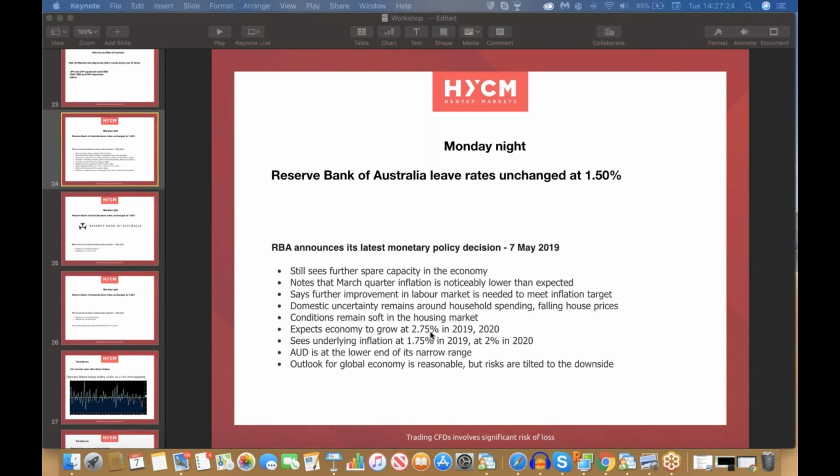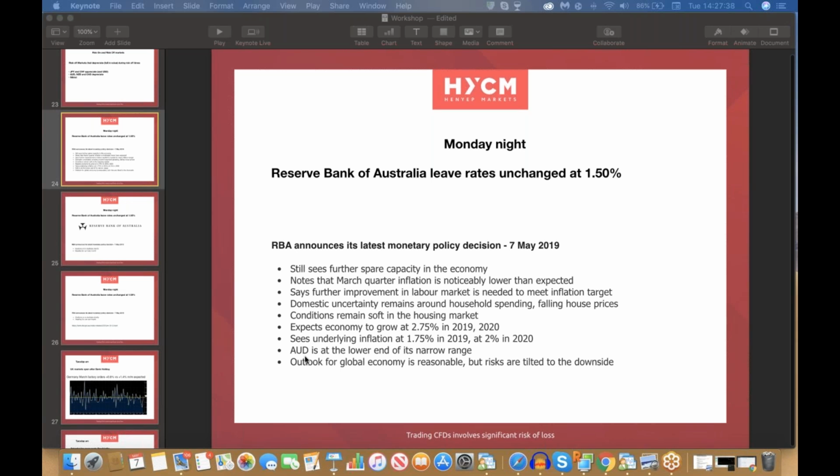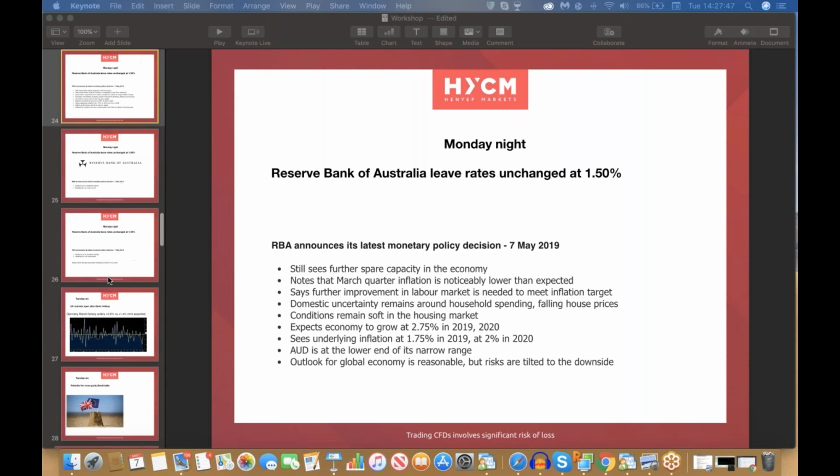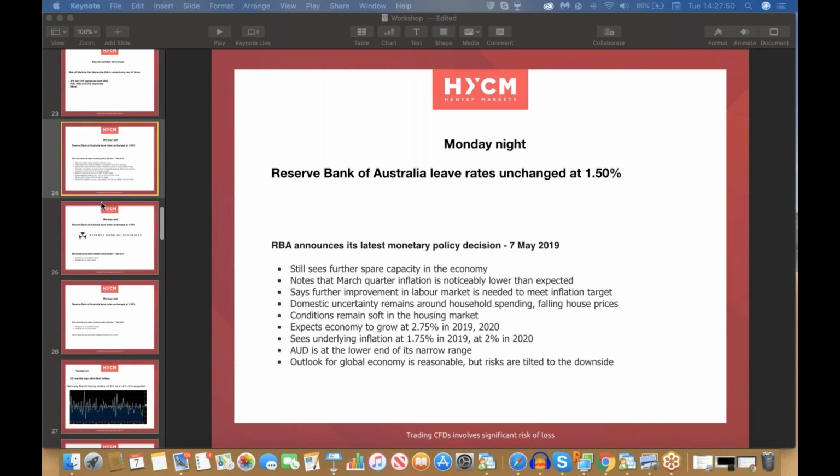They expect the economy to grow 2.75% in 2019 and 2020, and they see underlying inflation at 1.75% in 2019 and 2% in 2020. That just seems like ridiculously high predictions. They've got the Australian dollar at the lower end of its narrow range. They see the outlook for the global economy as reasonable, but risks are tilted to the downside. That again is the reference we've been referring to.